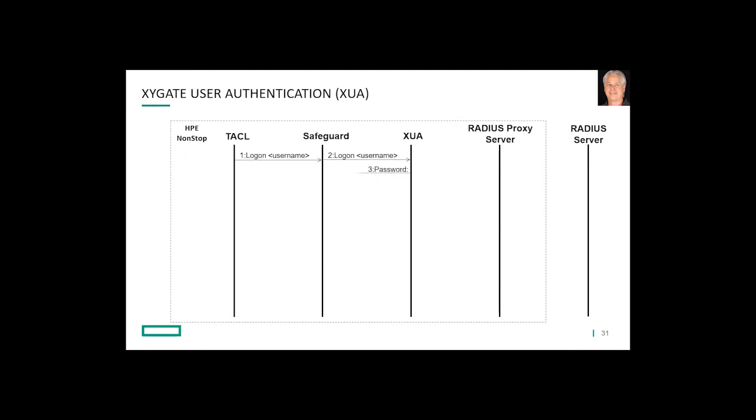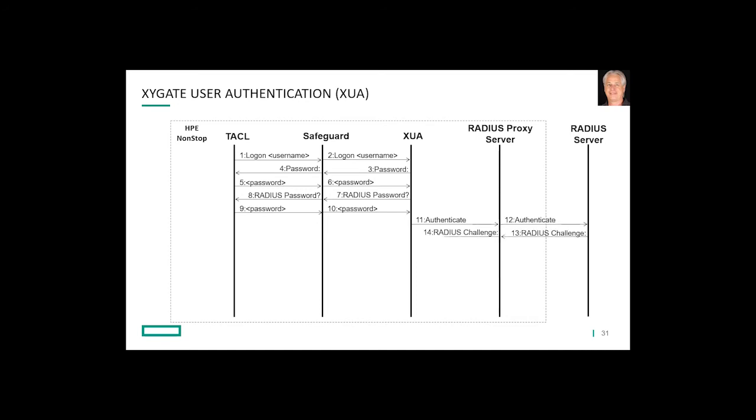This diagram shows the authentication dialog between TACL, Safeguard, XUA, RADIUS proxy server, and the RADIUS server. In this example, the correct NonStop password, RADIUS password, and RADIUS challenge are required to log on. If the NonStop password is correct, XUA prompts for the RADIUS password. An authentication request is then sent to RADIUS. RADIUS responds with a challenge request. If the correct challenge response is returned, the user is authenticated and the logon is allowed.